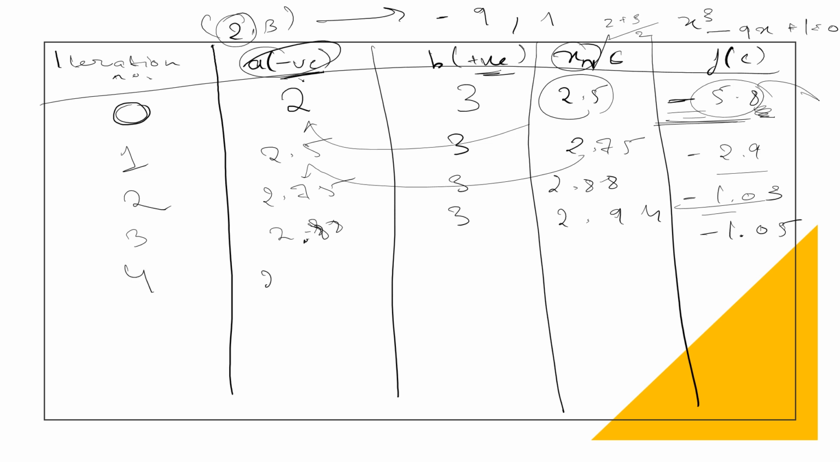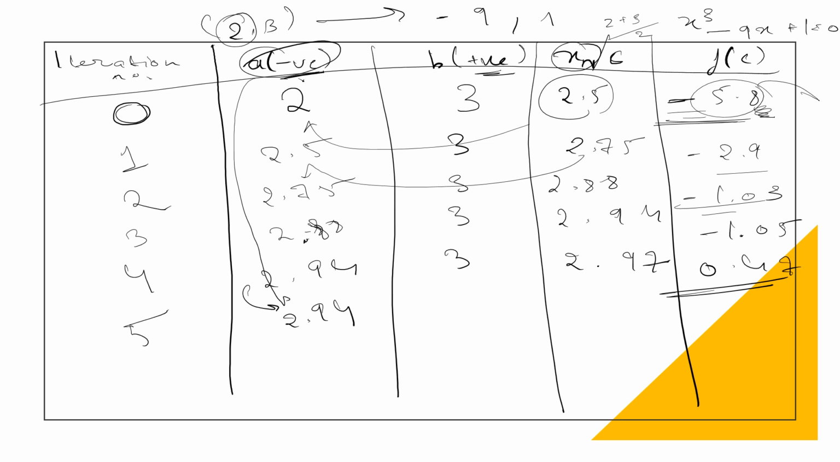Similarly, we go for the fourth one. We replace the A with 2.94. This is 3, C is 2.97 if I'm not wrong, and f of C becomes 0.47. So here you can see this becomes positive. So now in the fifth row, we're going to keep A as it is, similar to this, so 2.94, whereas we'll change the B value with the C value, right? So it becomes 2.97. Okay, so this is how it basically works.